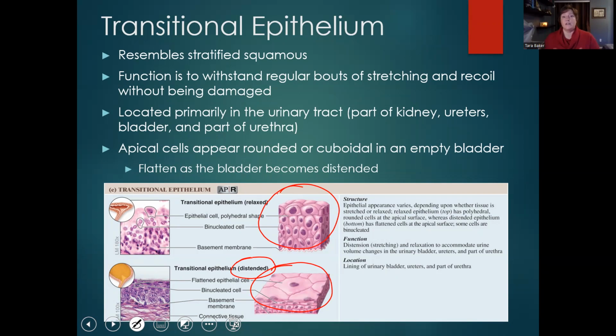You urinate and your bladder is empty. Your bladder shrinks again. When your bladder shrinks again, the epithelial lining puffs up. And it looks, especially on the surface, these cells look like balloons on the surface at the apical cells. They look more rounded or cuboidal. They look like balloons, I think. And so this is called transitional because it transitions between a very stretched out squamous look to a poofy, almost cuboidal, stratified cuboidal look. So transitional epithelium is only going to be found in the urinary tract, and especially in the bladder.